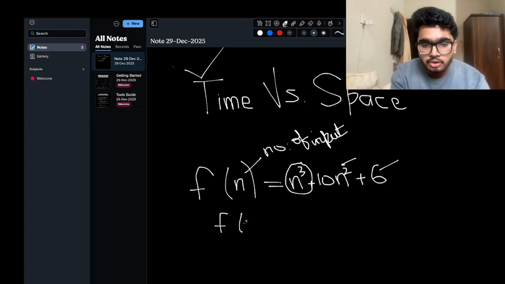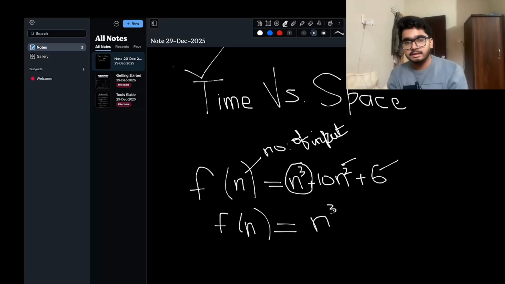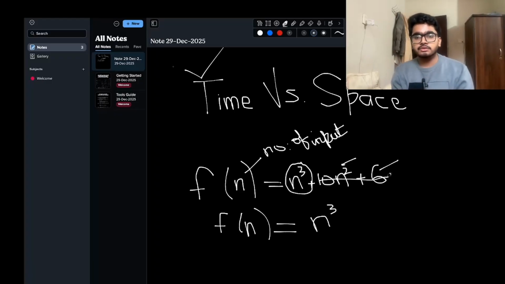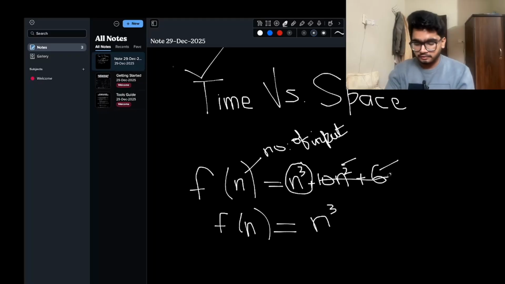The f of n should always be a big number, because we are talking about the worst case, the large number, the complex case. So here f of n is everything. F of n is n cube, meaning the largest possible term present in the equation, and you will ignore all the rest of the equation. So this is how mathematically you look at the time and space complexity of it.